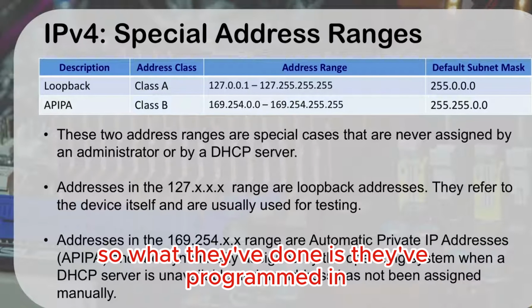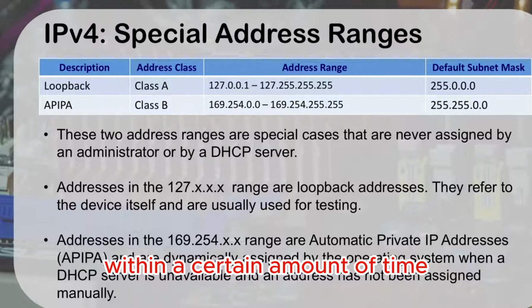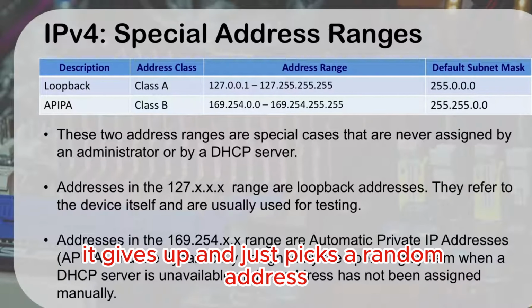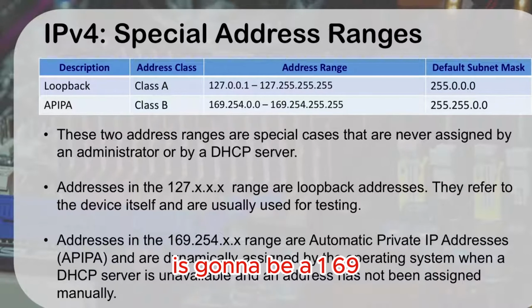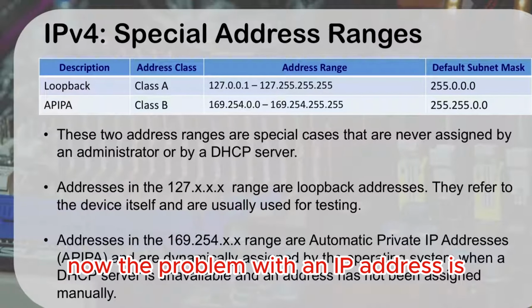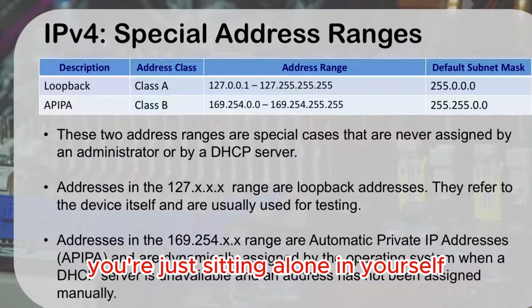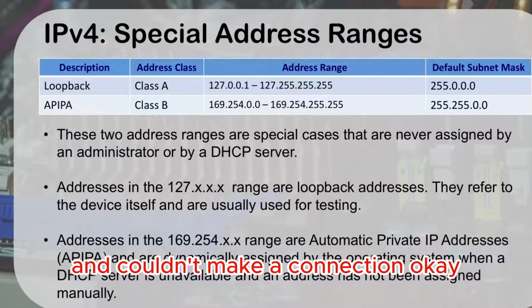So what they've done is they've programmed in as part of the DHCP protocol that if it can't get an address within a certain amount of time, it gives up and just picks a random address. And that random address it's going to pick is going to be a 169.254 address. Okay? So it'll just be something. Now the problem with an IPPA address is you can't get on the internet with it. You can't get on the network with it. You're just sitting alone by yourself. Your computer just gave up and couldn't make a connection.